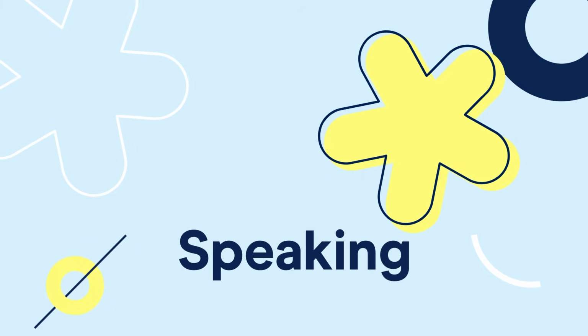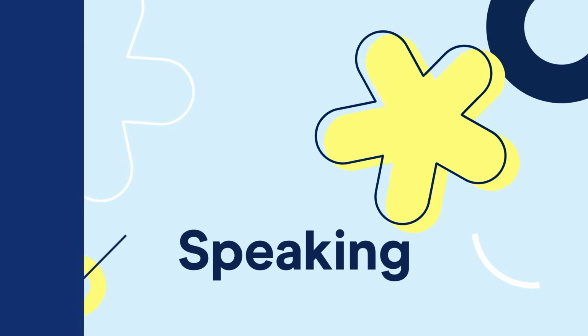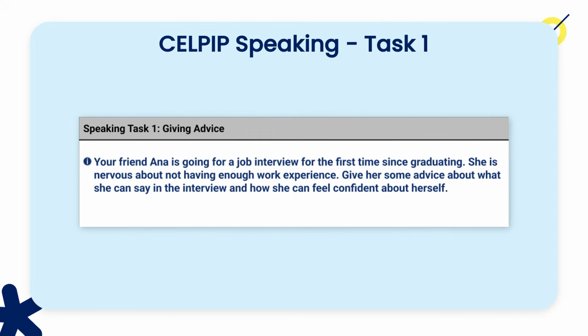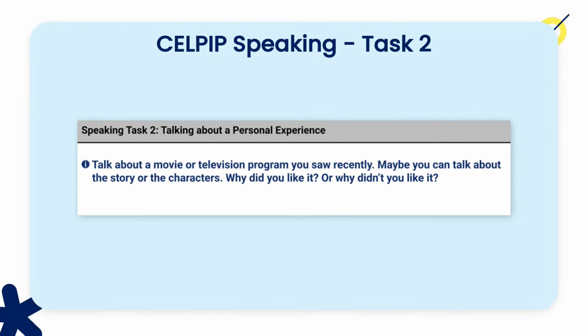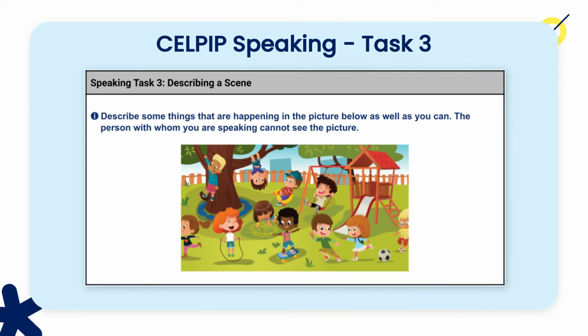The final section of the CELPIP test is speaking. The time allotted for the speaking test is 15 minutes. You'll start with a practice task and then complete 8 different speaking tasks. Task 1, giving advice. Task 2, talking about personal experience. Task 3, describing a scene.